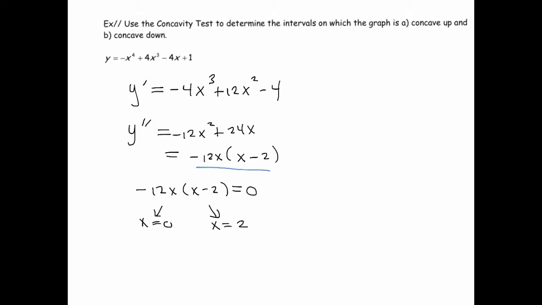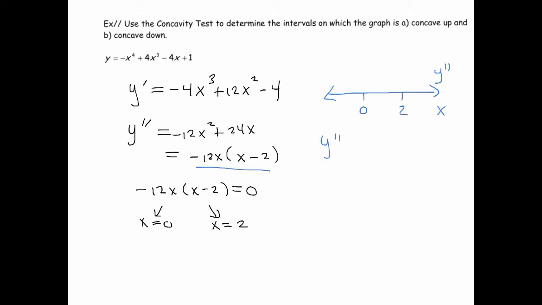So now you'll make a number line just like you did with the first derivative. So we'll make an f double prime number line, or I guess a y double prime number line in this case. We're going to put 0 and 2 on that number line, and then we're going to plug in values in between 0 and 2, and to the right of 2 and to the left of 0 to get information about concavity.